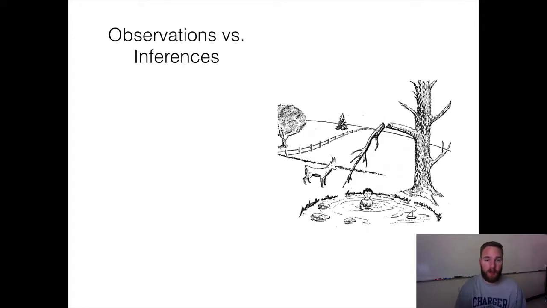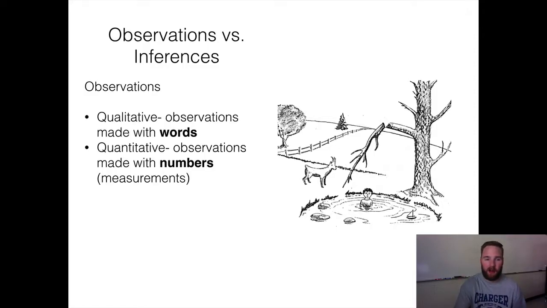So here we go. Let's start with observations versus inferences. I love this picture because it proves the point, talking about observations and inferences. What observations can we make in this picture? Well, I see there's a goat. I see there's a boy. I see that there is a broken tree branch. I see there's a pond that the boy is in. We have a nice pasture and trees and all that and a fence. I see that the boat's in the water. So those are all observations.